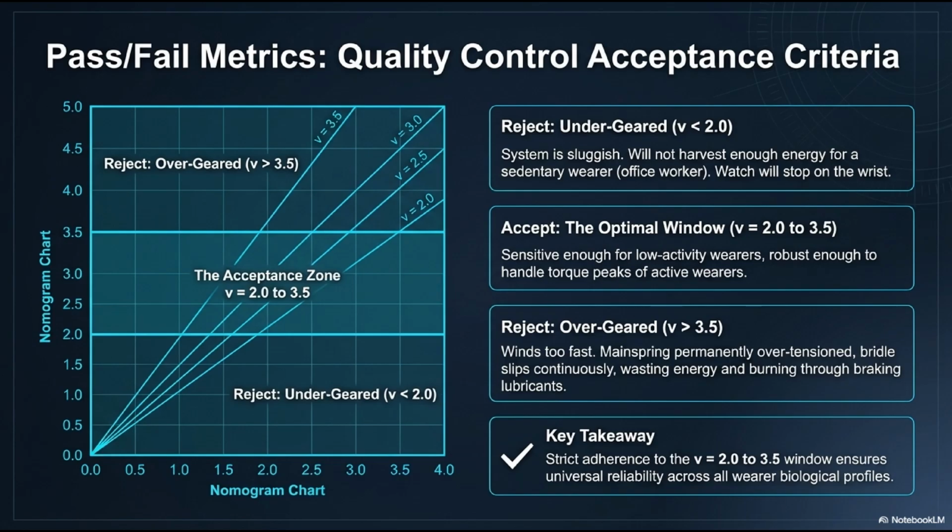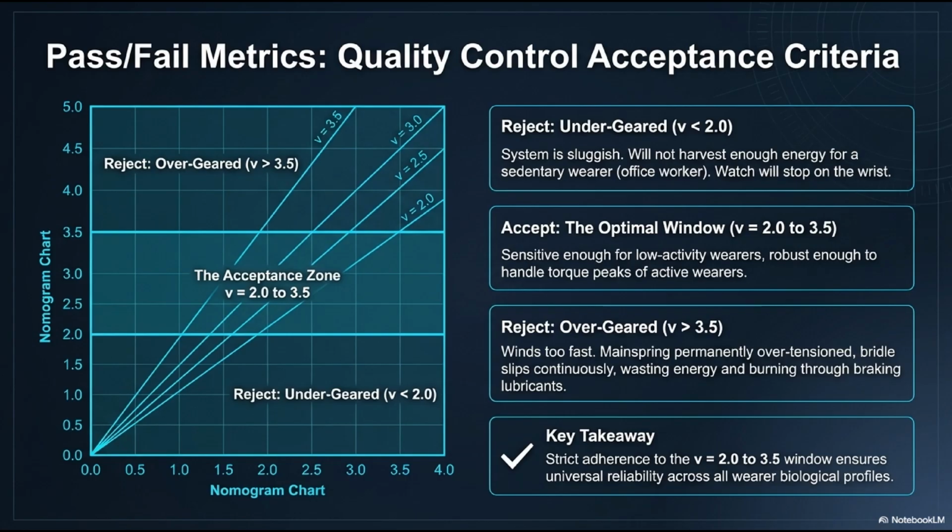Now look at the bottom right. Reject, undergeared, V less than 2.0. If the speed is below 2.0, the system is sluggish. The reduction ratio is too weak. It will not harvest enough energy for a sedentary wearer, like someone working at an office desk all day. The watch will simply run out of power and stop on the wrist. Fail.